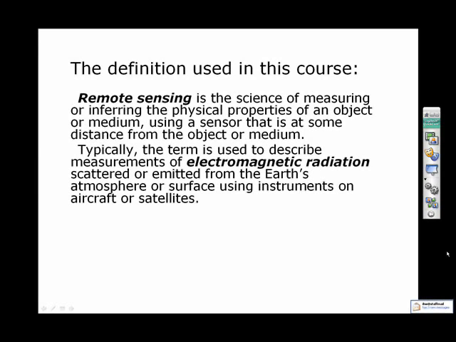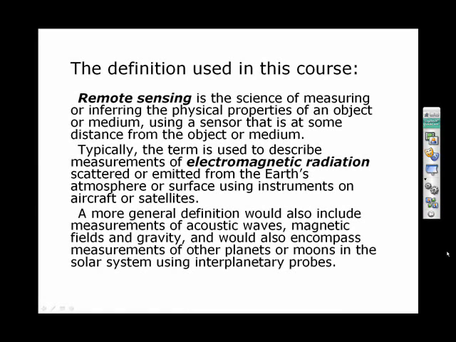Typically, the term is used to describe measurements of electromagnetic radiation. So things like light and microwaves and infrared. And that electromagnetic radiation is either scattered or it's emitted from the Earth's atmosphere or the surface. And we sense it, we make those measurements using instruments on aircraft or satellites, but also other kinds of platforms, which we'll talk about in a minute.